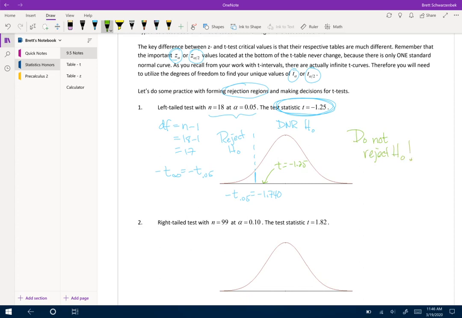Okay, so hopefully you're remembering this from when we did critical values for z-tests. It's just that now we're in a different table when we're looking up the critical values.